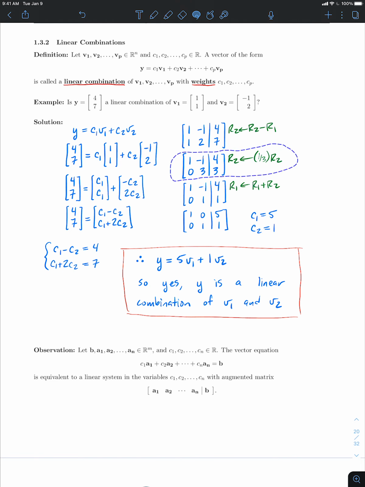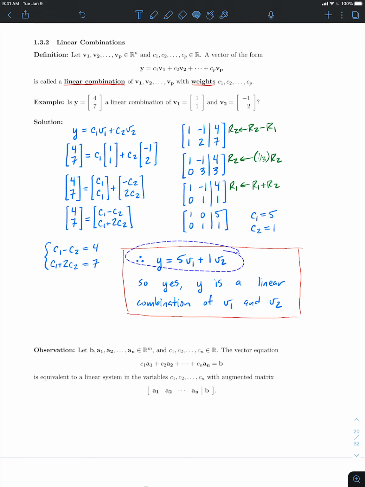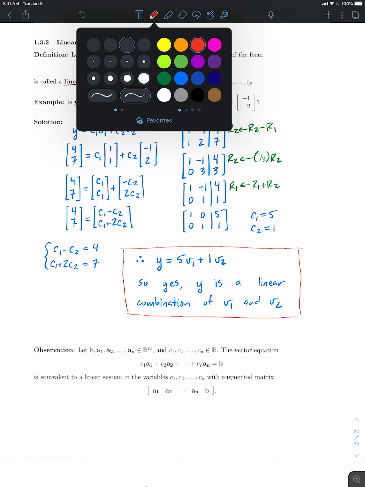Technically, you could, but if you're asked whether one vector is a linear combination of some other vectors, you want to find out what the weights are, right? And you're not going to know what the weights are unless you actually solve the system. So the weights are C1 is equal to 5 and C2 is equal to 1. Without actually solving the system, you're not going to know what those weights are. So the proper way to answer a question like this is to go all the way to the point where you get an actual concrete solution so that you can actually write the vector y as a linear combination of v1 and v2.